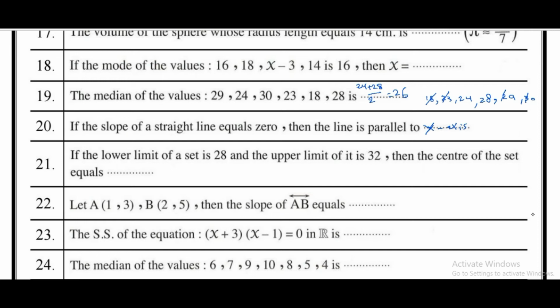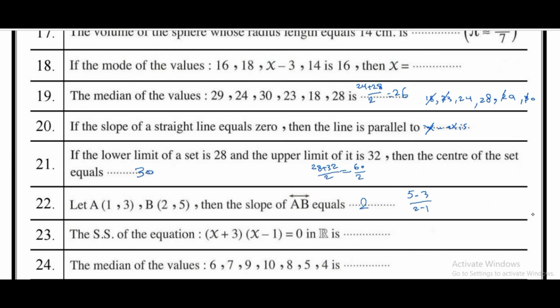If the slope of the straight line equals 0, the line is parallel to the x-axis. If the lower limit is 28 and the upper limit is 32, the center is (28 plus 32) over 2, the sum is 60 divided by 2, equals 30. The slope is y2 minus y1 over x2 minus x1: 5 minus 3 over 2 minus 1 equals 2.